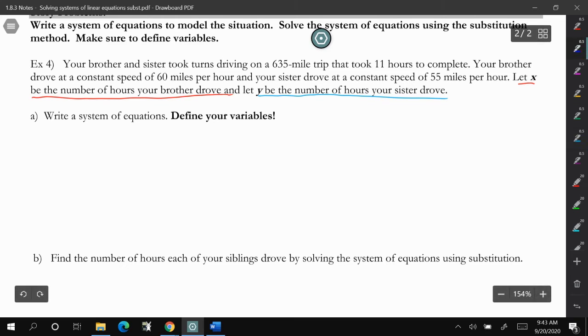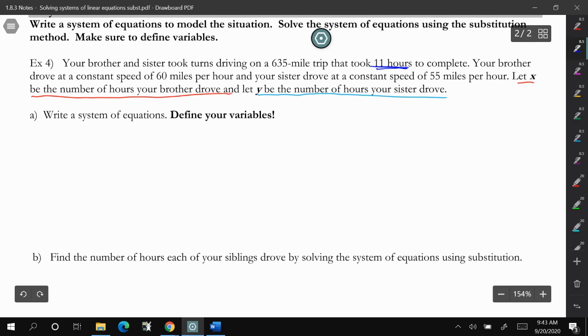So if x and y are the number of hours that your brother and your sister drove, if we add them up, we should get 11 because the trip took 11 hours. So our first equation will be x plus y equals 11.